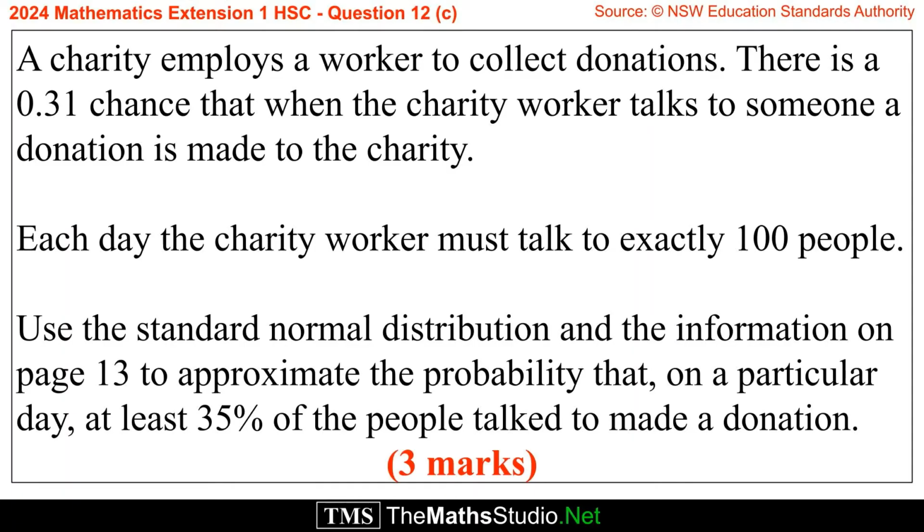Question 12, Part C. A charity employs a worker to collect donations. There is a 0.31 chance that when the charity worker talks to someone, a donation is made to the charity. Each day the charity worker must talk to exactly 100 people. Use the standard normal distribution and the information on page 13 to approximate the probability that, on a particular day, at least 35% of the people talked to made a donation.